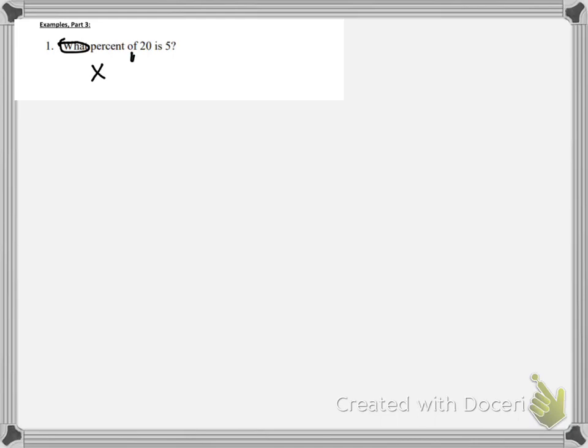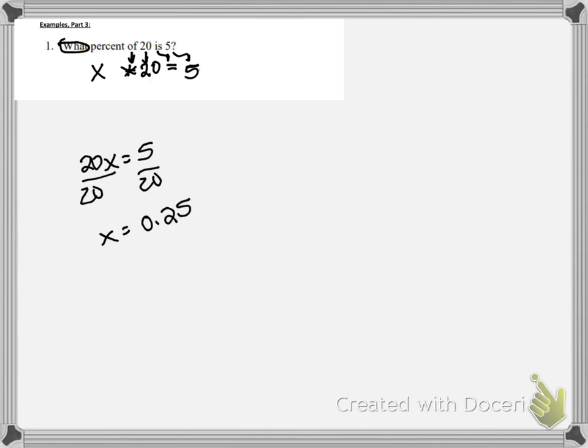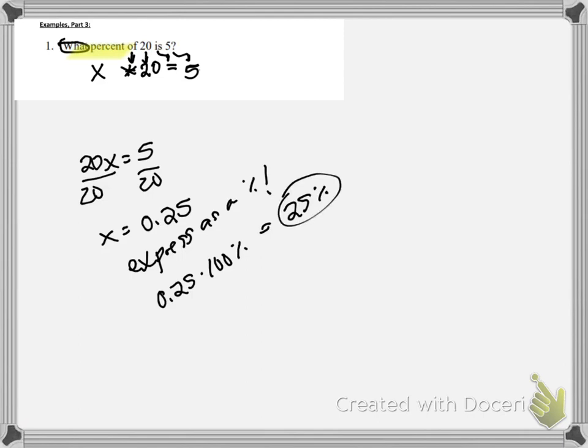Okay, so what percent of times 20 is equals 5. So I have 20x equals 5. Then I divide both sides by 20, and we get x is equal to 0.25. Okay? It's at this point that we have to remember that our answer has to be expressed as a percent. So we have to take 0.25, and we have to multiply by 100%, and that will give us 25%. So that is our final answer.